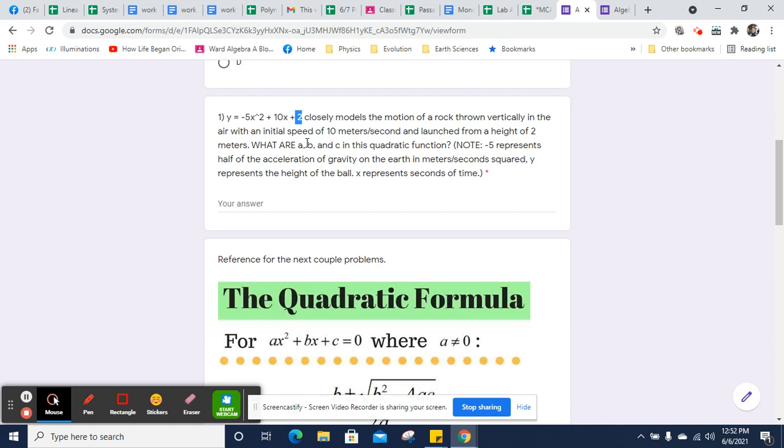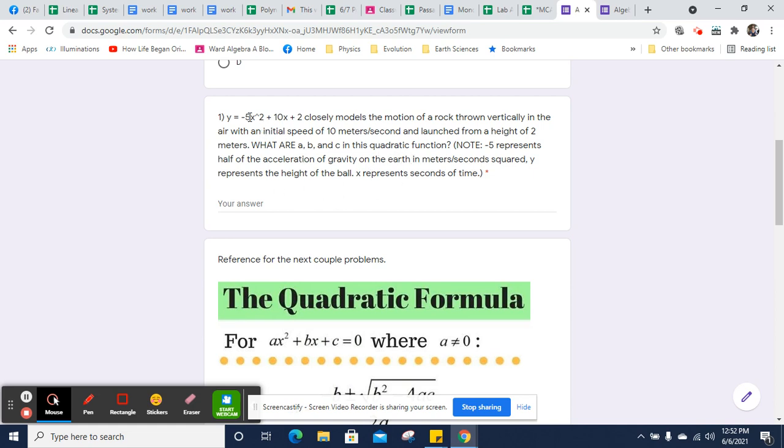So we put all of that together and you've got the starting place, how fast it was going in the beginning, and how fast that speed was changing every second. All of that put together gives you a free fall equation. So we have a situation where we're on the Earth, ignoring air resistance, with an initial speed of 10 meters per second and an initial height of 2 meters. But the question here is a simple one. What are A, B, and C in this quadratic function?